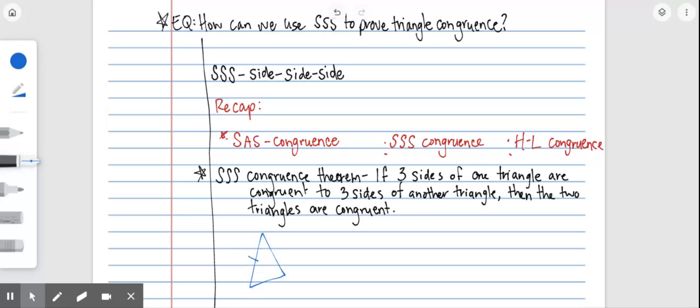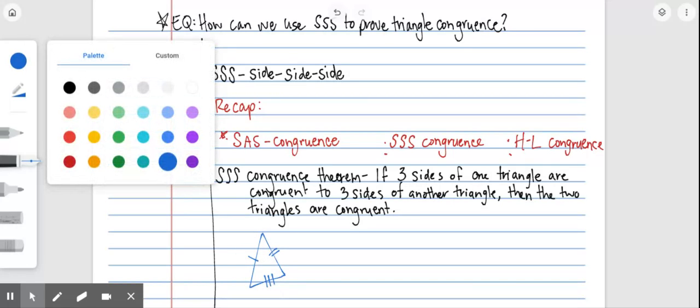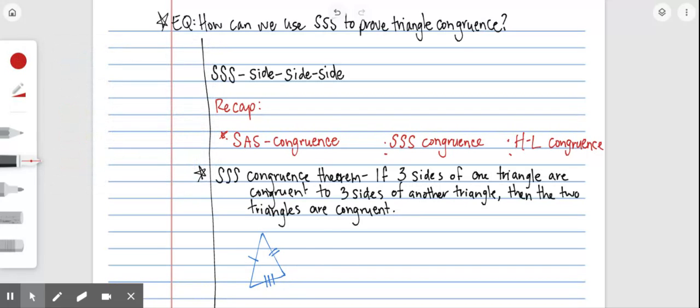Okay, so here's my example. I've got 1, 2, 3. And then I've got a second triangle, 1, 2, 3. I know now that these two triangles are congruent. And let's say that this one's called A, B, C, and this one's D, E, F. Okay, then I could say that triangle ABC is congruent to.